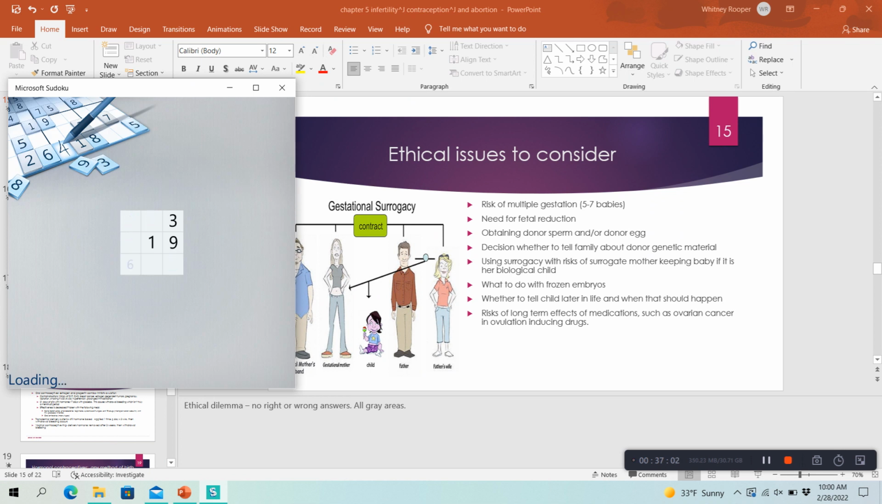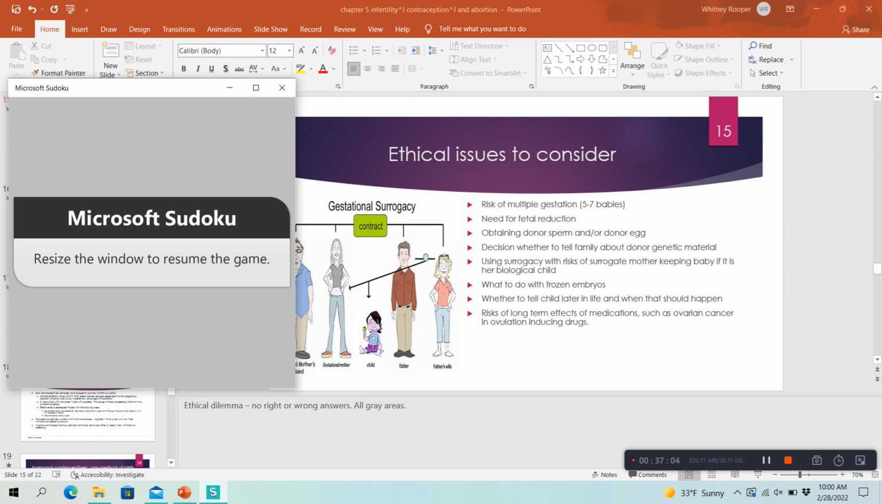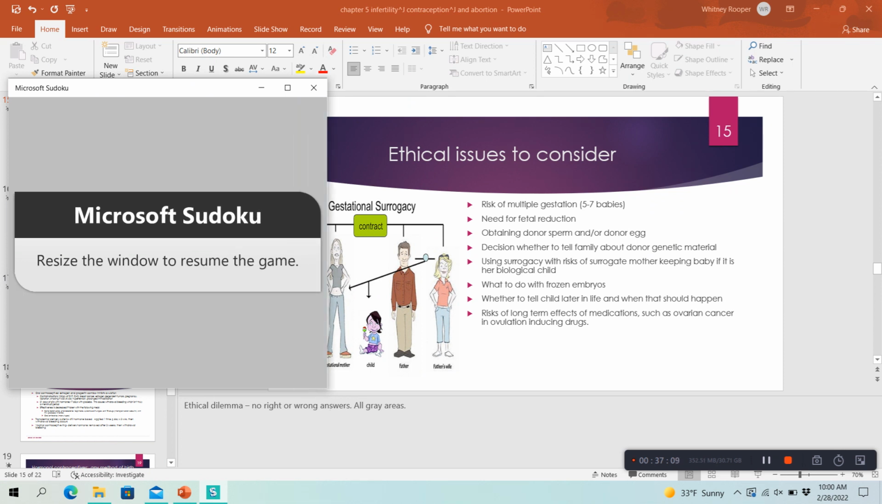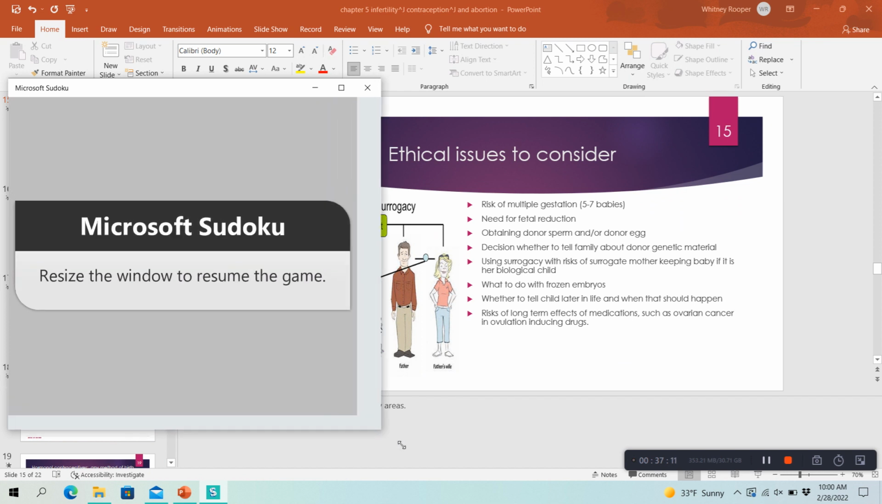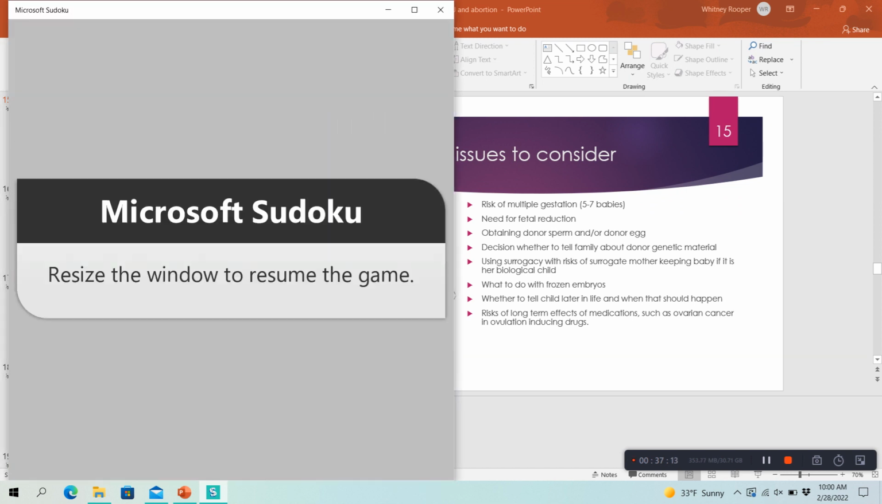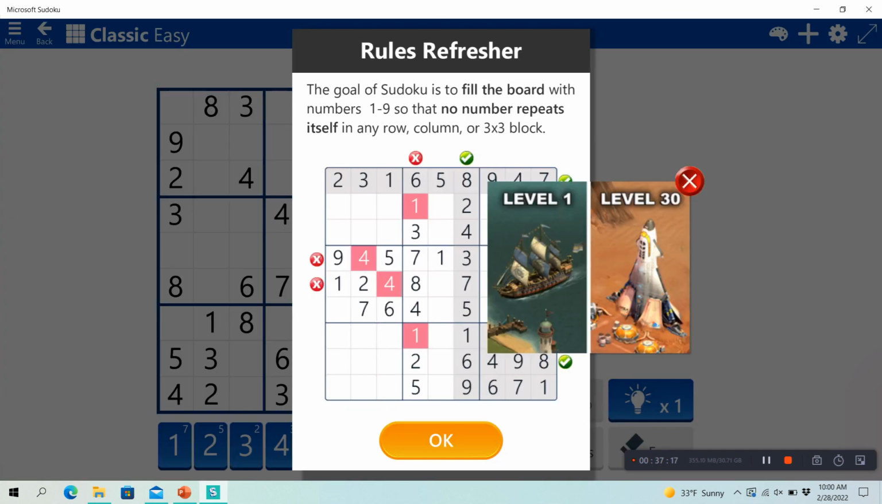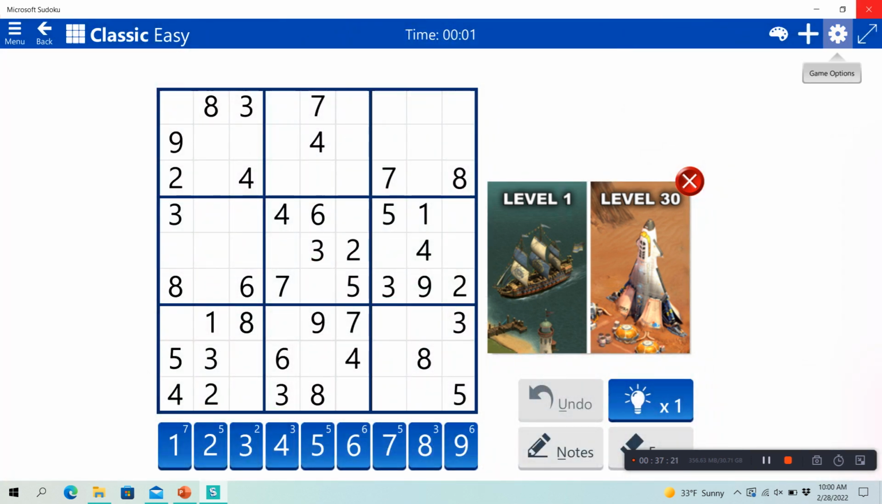Risk of long-term medications such as ovarian cancer and ovulation-inducing drugs. Again, we certainly increase a woman's risk of ovarian cancer when we use those ovulation-inducing drugs. So those are some specific ethical dilemmas that come as a result of doing all this fertility treatment that we have to think about.